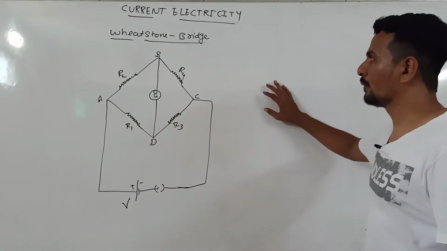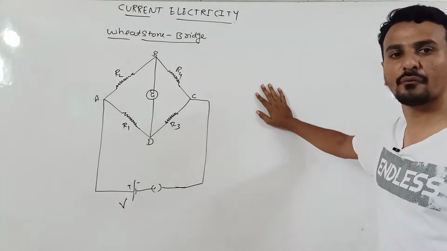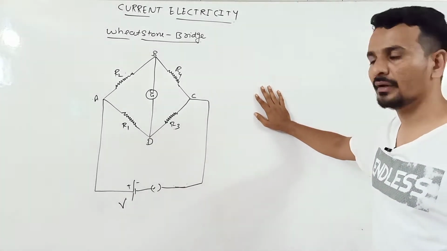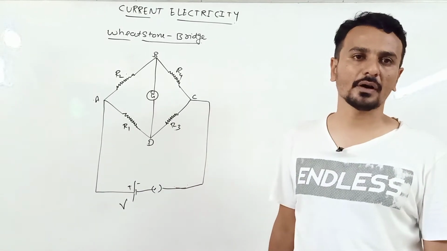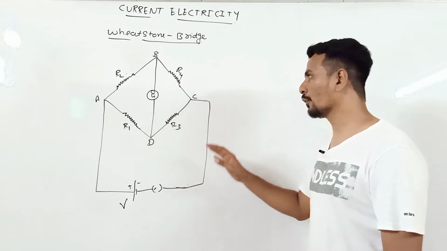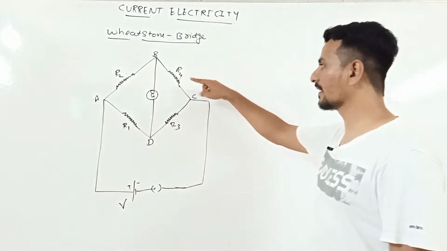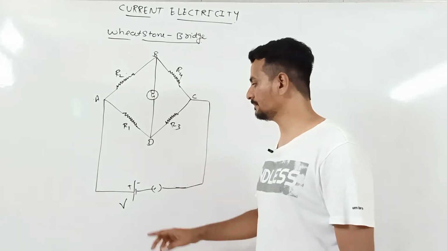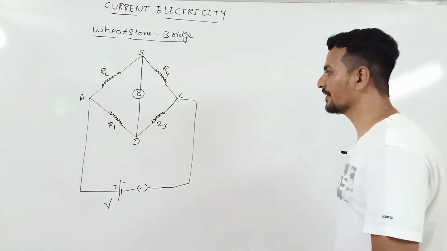Now, Wheatstone Bridge is an arrangement to calculate the value of an unknown resistor. So, with the help of Wheatstone Bridge, you can calculate the value of unknown resistors. The four resistors are arranged in the form of a bridge. There is a galvanometer, a battery and a key. This is the circuit of a Wheatstone Bridge.